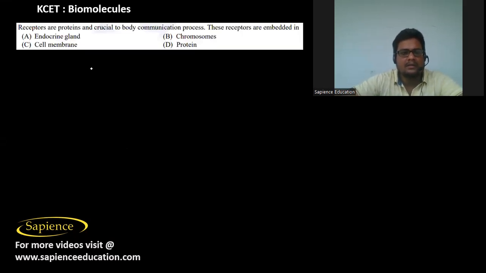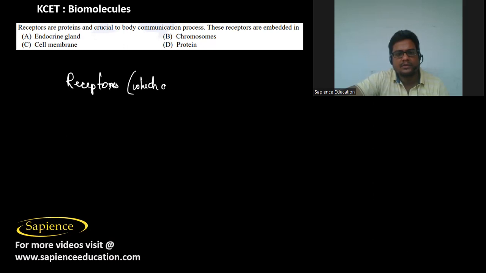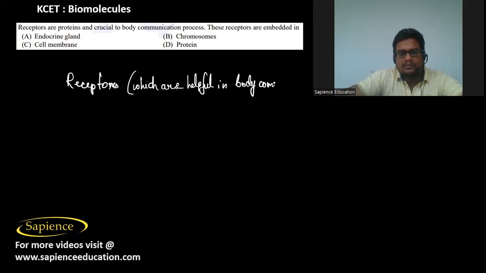Then here it is told receptors are proteins and crucial to body communication process. These receptors are embedded in. Now, receptors are proteins and crucial to body communication process. These receptors are embedded in the cell membrane. The rule is that the receptors which are helpful in body communication process are embedded in the cell membrane. So option C is the correct answer.